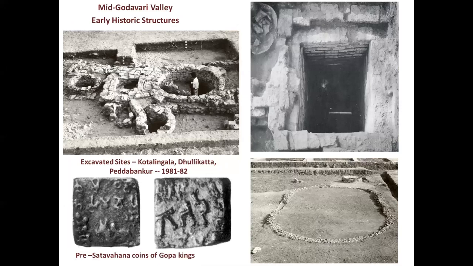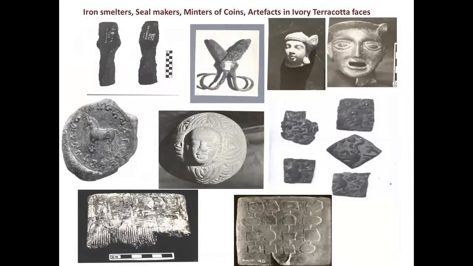So this is the first set of material that I'm sharing with you. These are the excavations that were done in 81-82 at those famous sites Kotalingala, Dhulikatta, and Pedavankuru. And there are different types of monuments there. There's a granary on my right. There's a fortified kind of settlement at Kotalingala, and then there are innumerable Satavahana coins, which I was talking to you about. Apart from structures, there is this fascinating material of iron furrows. This is my favorite, this iron scissors of the 2nd century AD from Pedavankuru. This wonderful smiling face from Kotalingala, a mask from Dhulikatta next to it.